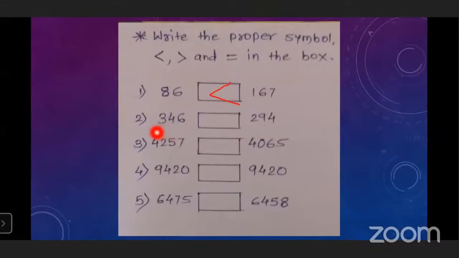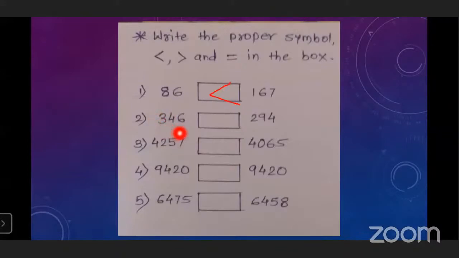When both numbers have the same number of digits, that time we have to see the higher place of the number. Which number has a bigger digit on the higher place, that number is the bigger number.